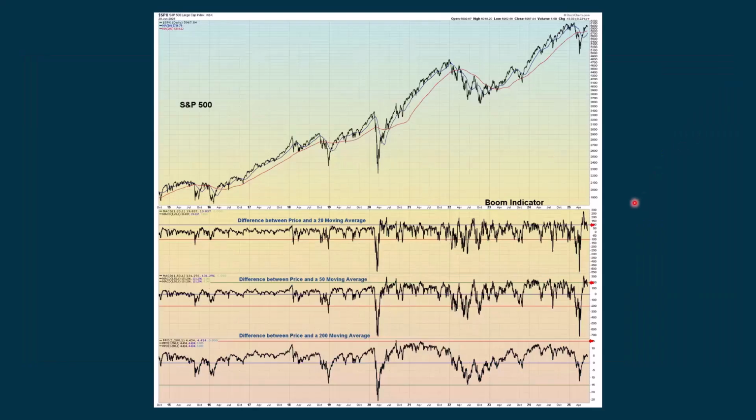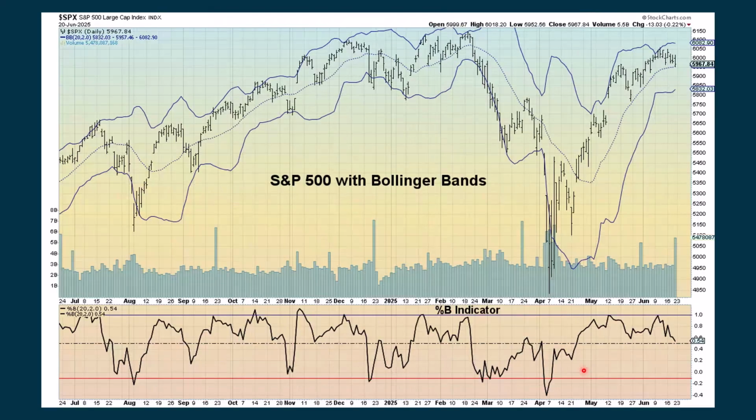Then the boom indicator measures how far away we are from the 20, 50, and 200 period moving averages. We were really extreme as we were coming up out of the lows. We've worked a lot of that off now, and we're not seeing extreme readings with the 20 and the 50. We're declining a little bit from the 200, but we're still above zero, and that just means that we're above the 200-day moving average. Bollinger Bands coming down, but still above the midpoint here.